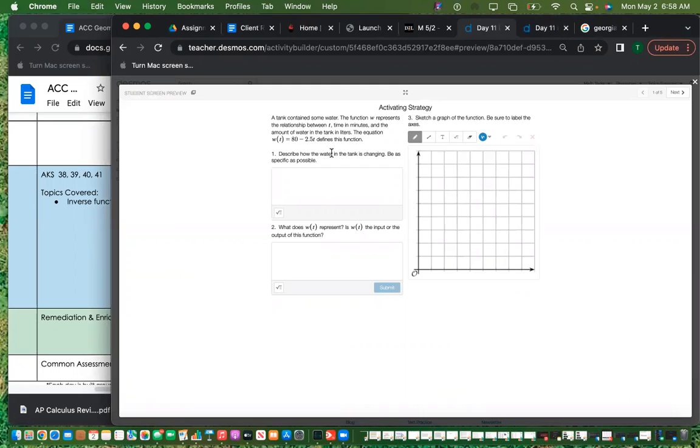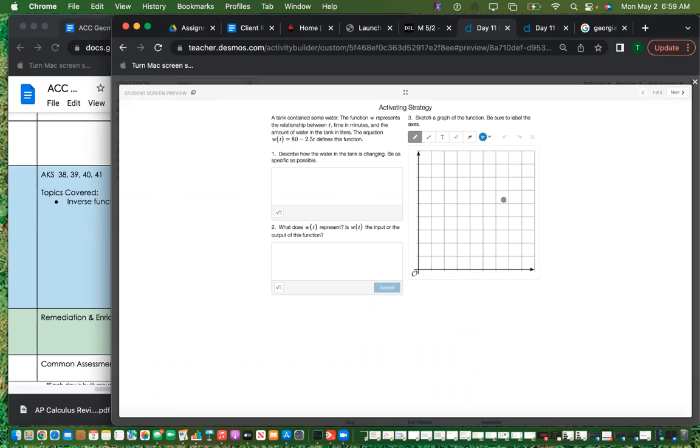The function W represents the relationship between T, time in minutes, and the amount of water in the tank in liters. The equation W of T equals 80 minus 2.5 T defines this function. Describe how the water in the tank is changing, be as specific as possible. So what does W of T represent? The input or the output of this function?